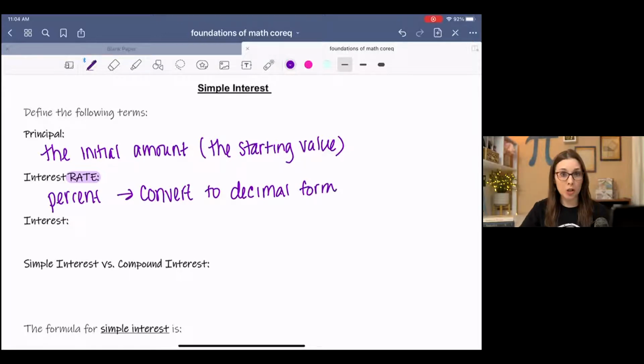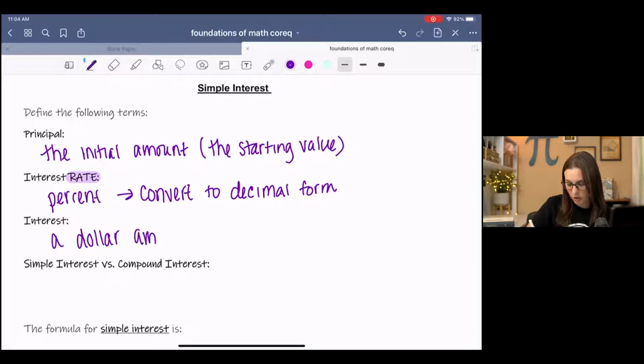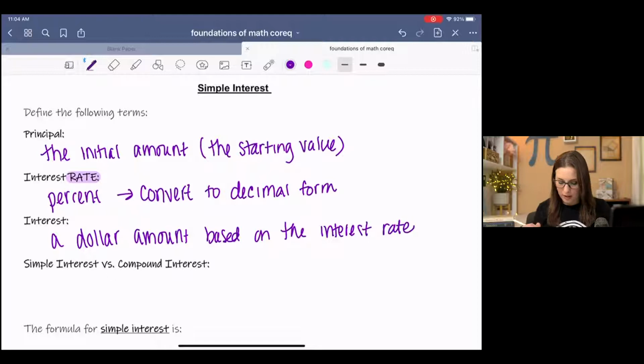And then interest, this is referring to an interest amount. This is a dollar amount based on the interest rate and principal, actually.